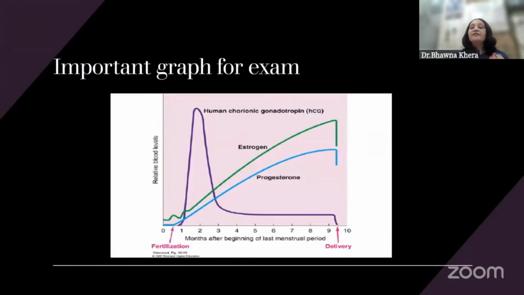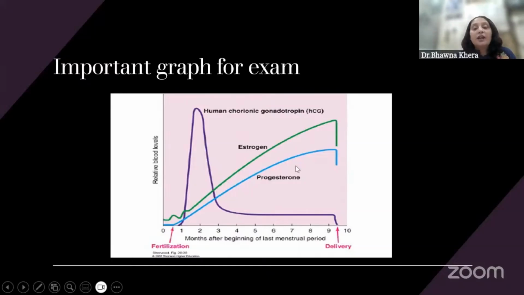This graph is a very, very important graph for the exam. You can have a picture, a graph posted there, and then you have to answer what it is, right? So that's a very important point here. If we look at this graph, you see that initially it is low, then it goes high, and it becomes the human chorionic gonadotrophin, right? So HCG is there, and this is estrogen, and this is progesterone, right?